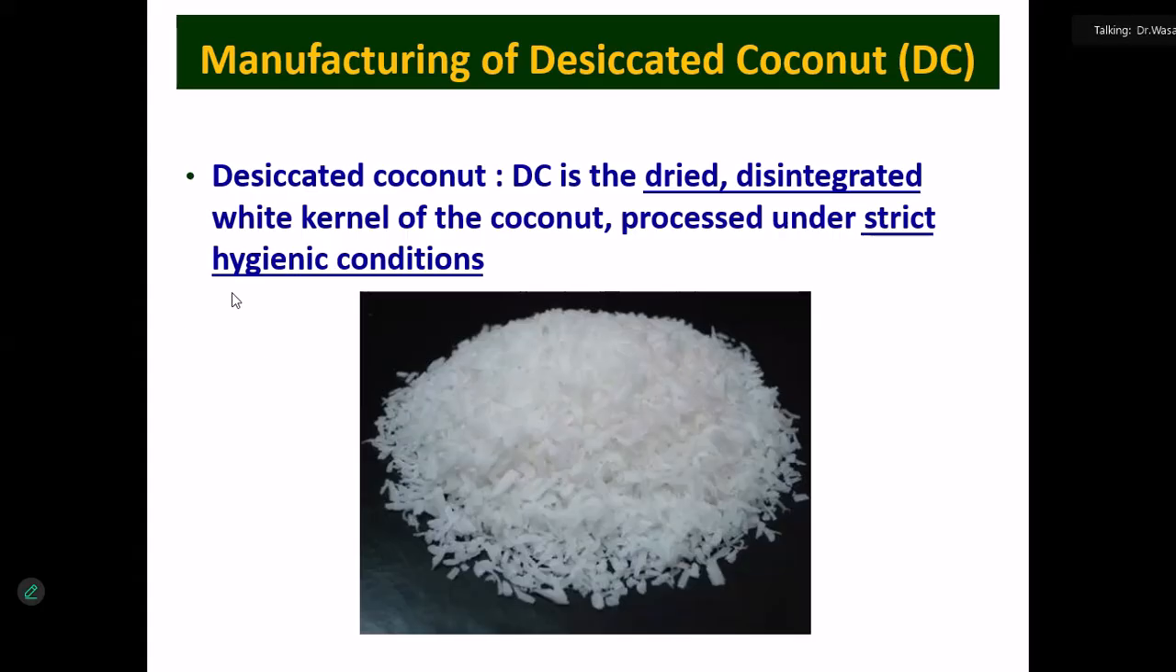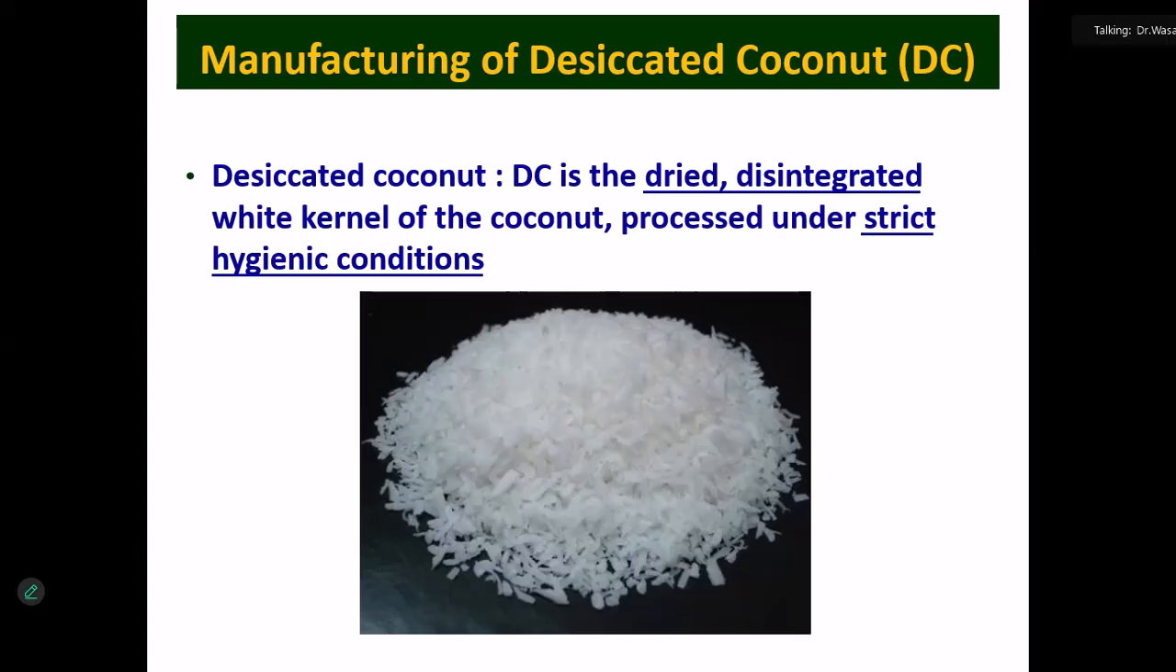Process under strict hygienic conditions. That's a very important thing. DC is processed under strict hygienic conditions. It must be made with proper hygiene. That is why, not like coconut oil or any other product, all Sri Lankan DC factories are supervised directly by CDA, Coconut Development Authority.